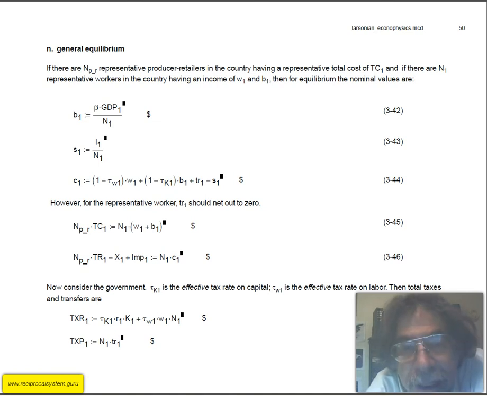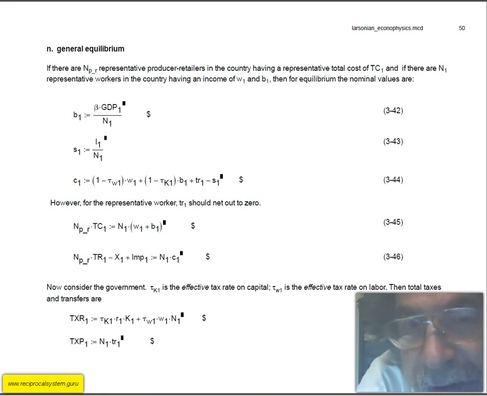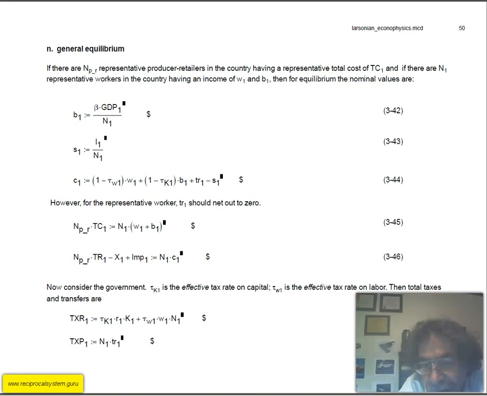If there are N sub P underscore R representative producer retailers in the country having a representative total cost of TC sub 1, and if there are N sub 1 representative workers, that's worker consumers, really, in the country having an income of W sub 1, the wages, and B sub 1, that's again the investment income, then for equilibrium, the nominal values are B sub 1 is equal to beta times GDP sub 1 divided by N sub 1.